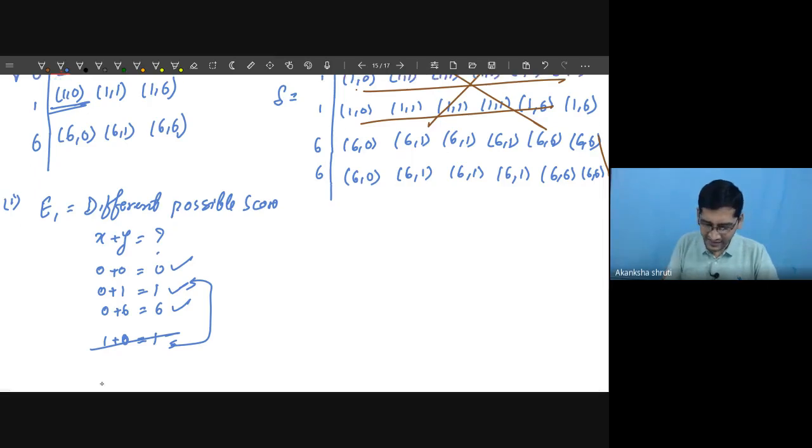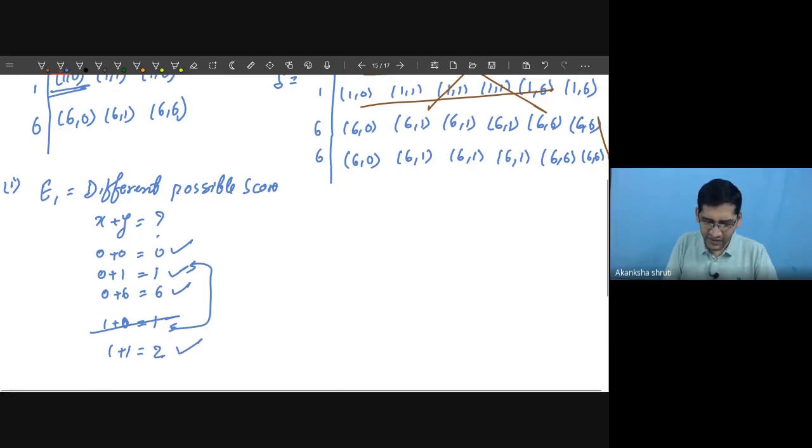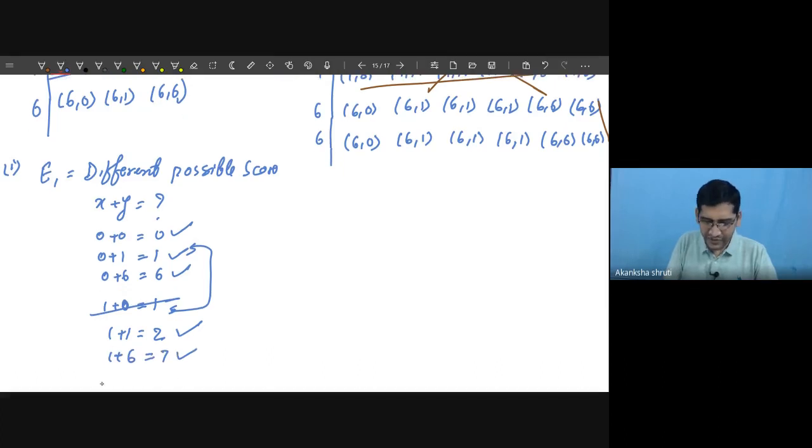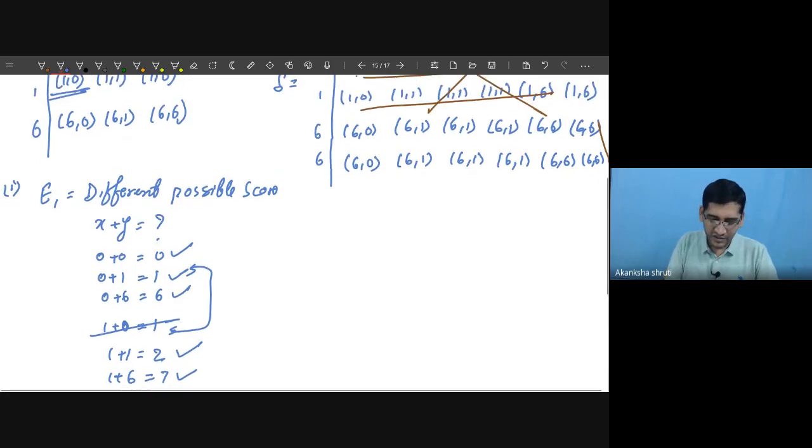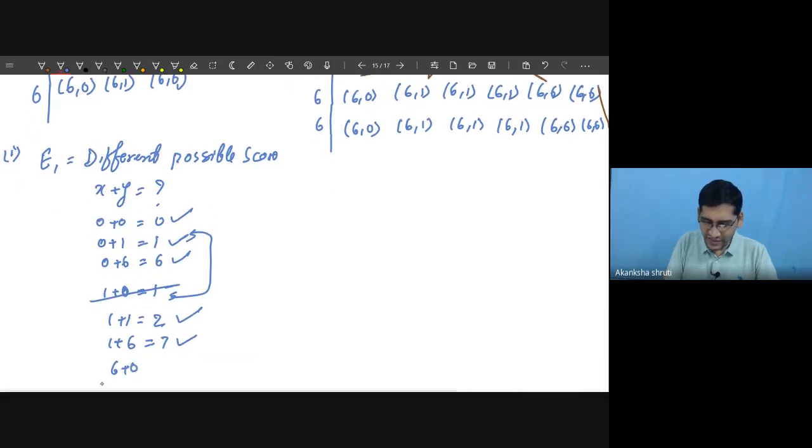But the next one, 1 and 1, can be taken. It is 2, yes. Next one, 1 and 6, can be taken. It is 7. This is possible. Now if we come to the third row, 6 plus 0, it is 6. No, it is the same as this one. So this shall not be taken.